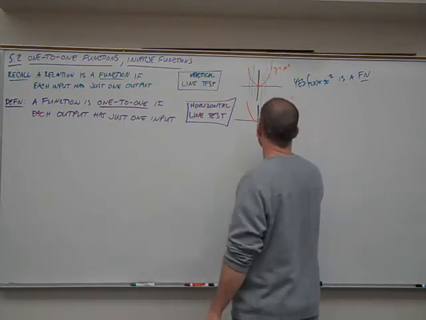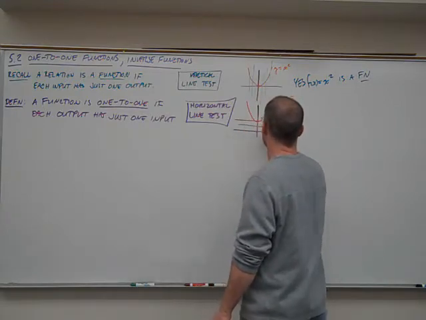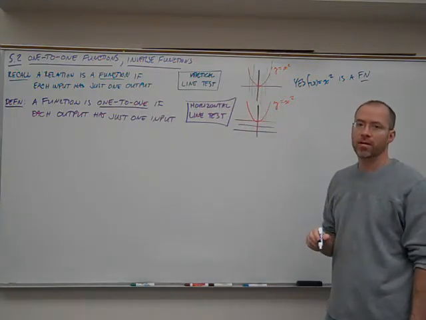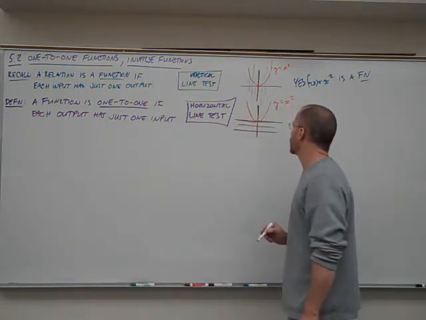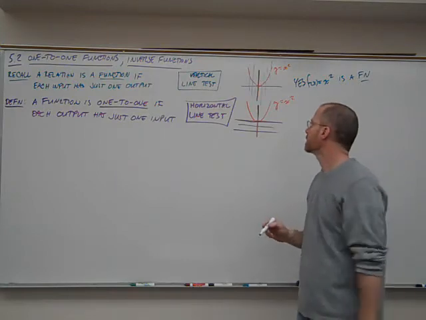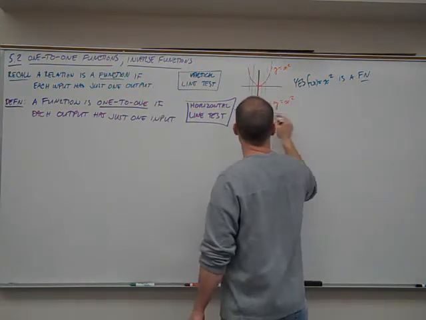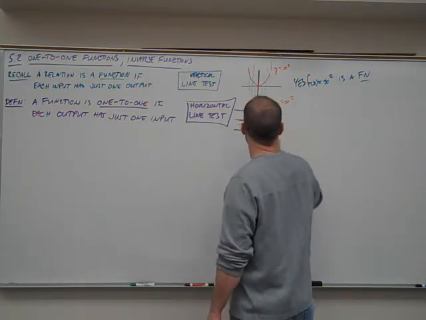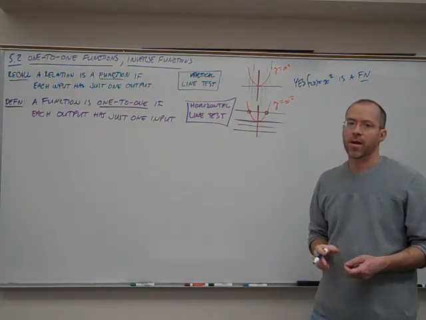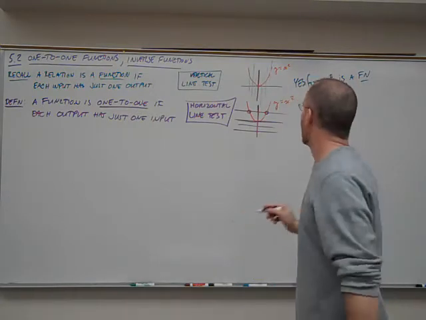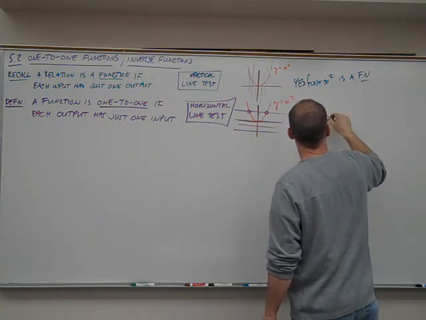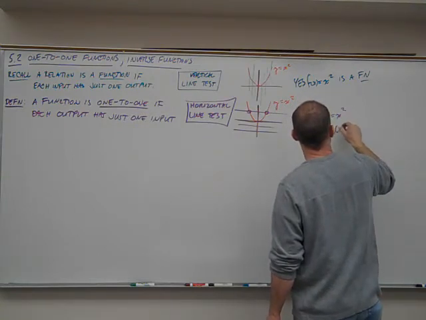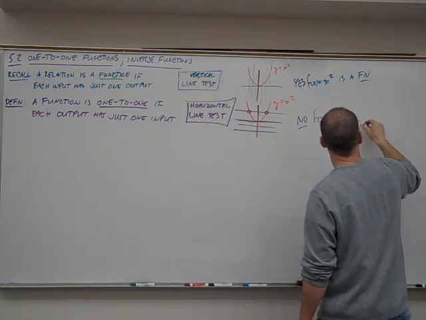So here, of course, you could look at horizontal lines, and some of them don't cut the graph at all. And there's a horizontal line right here at the x-axis that gets just the vertex. But if you can find even one horizontal line that cuts that graph in more than one place, then nope. f of x equals x squared, not one-to-one.